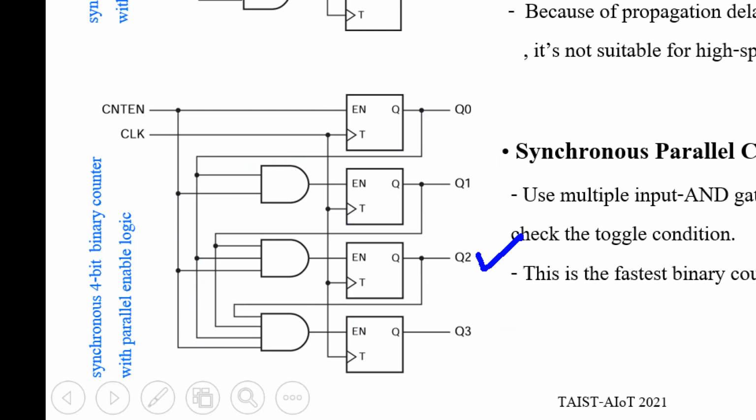For Q2 also, this enable will be 1 when the previous Q1, Q0 are 1 1. So Q2 toggles if this condition becomes true. Q1 also, and this one is the counter enable. The counter will be active if the enable signal is 1.